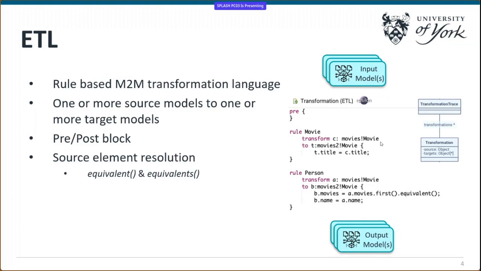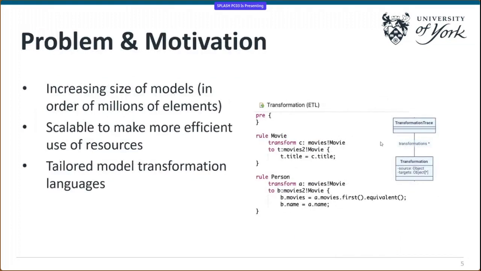Now, the problem or the motivation for this work is that when we talk about models of increasing size, often we'll see that in MDE we have very large-scale models, models that are in the order of millions of elements. When the size of the model increases, the transformation trace would be populated proportionally, which would not be very efficient, both in terms of memory footprint and also in terms of execution time. So the idea here is to make it scalable, to make more efficient use of the resources, because we have these tailored model transformation languages. They are really nice for the task that they are targeting, but the performance is a major bottleneck.